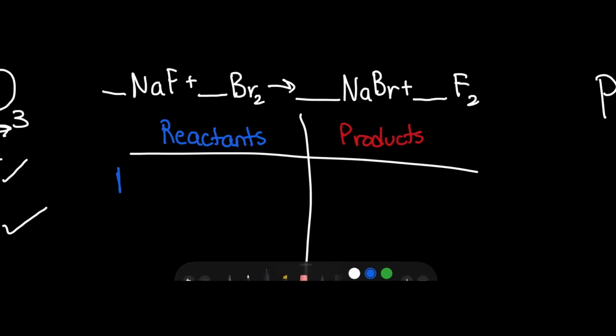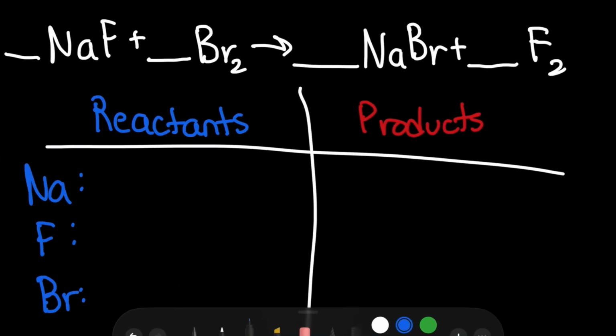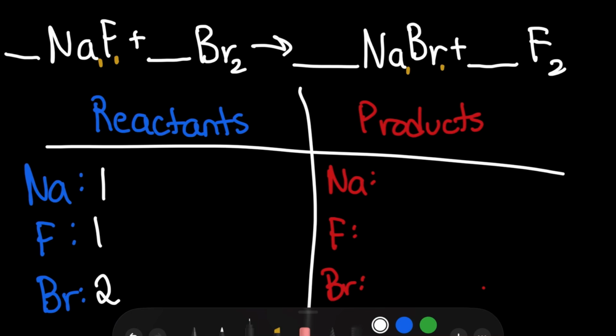In this next one, we have sodium, fluorine, and bromine for our reactants and our products. Now I'm going to put a 1 on each of the elements that are by themselves because there's still an invisible 1 there. When we count, on the reactant side we have 1 sodium, 1 fluorine, and 2 bromine. And on the product side we have 1 sodium, 2 fluorine, and 1 bromine. So far the sodium on both sides are balanced, but the fluorine aren't. I have 2 fluorine on the product side and 1 fluorine on the reactant side.